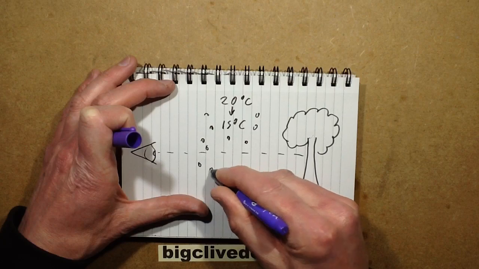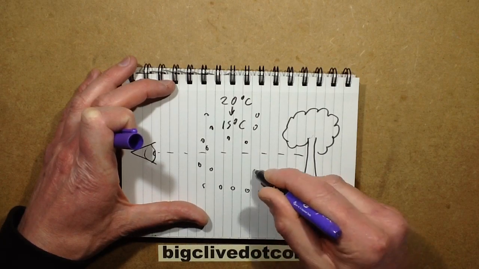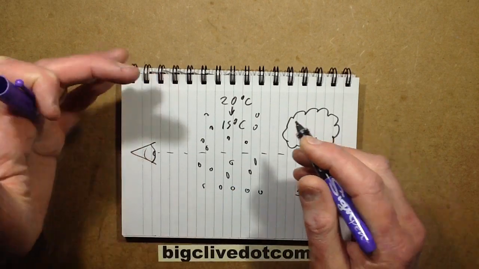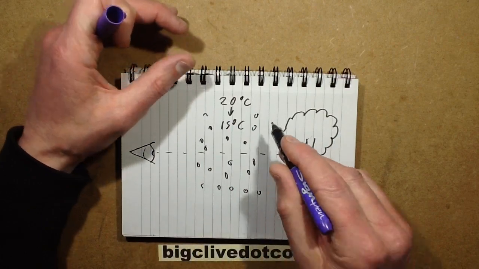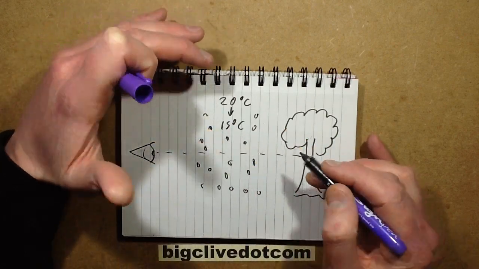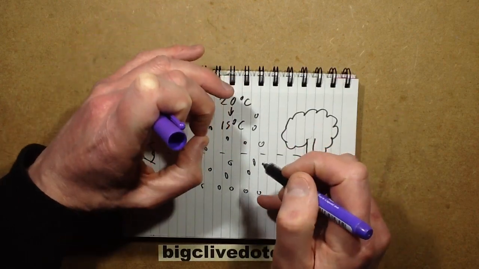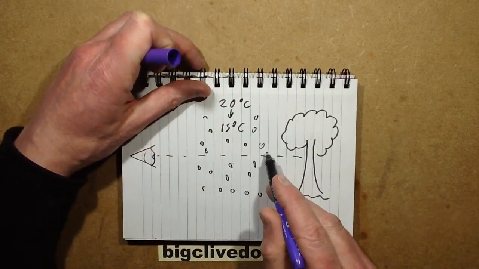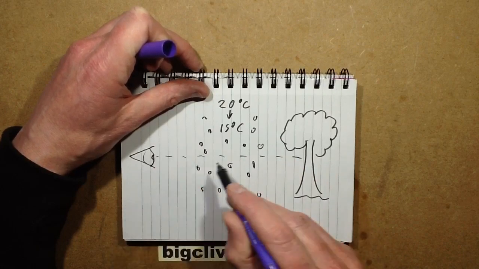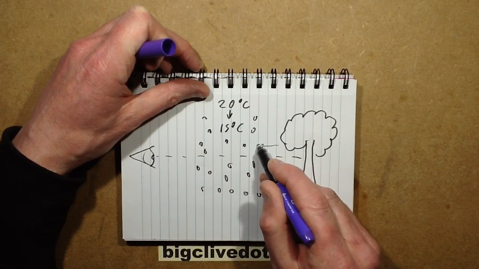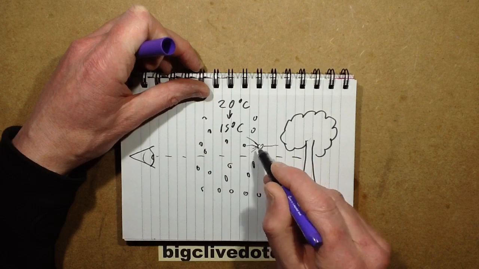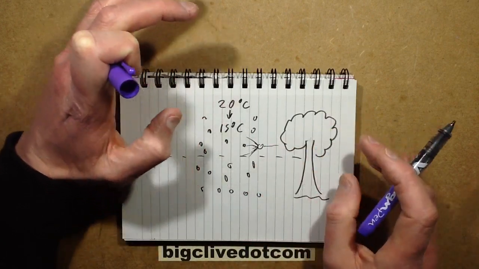These little droplets have a different refractive index to air. If they had the same refractive index as air, they'd just be invisible. But because they have a different refractive index, instead of the light coming from the tree straight back to the eye, it hits these and gets bent off in different directions. It's basically lots of little lenses.